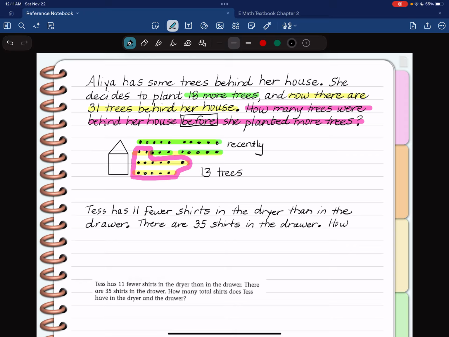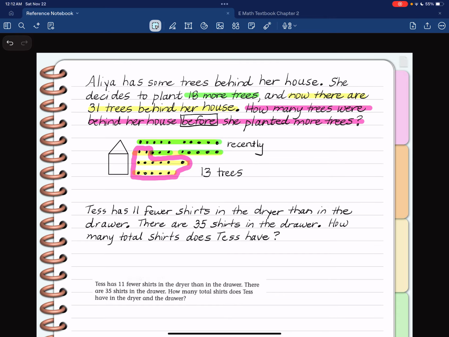How many total shirts does Tess have? And I'm going to leave it right there. It says in the dryer and the drawer, but we can skip that part. You can write it if you want to.